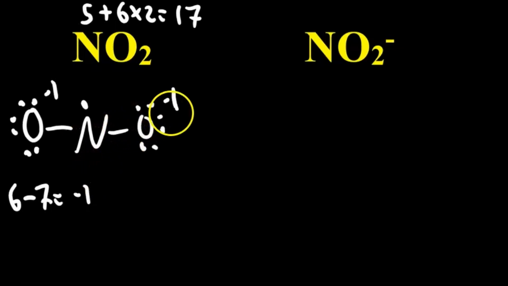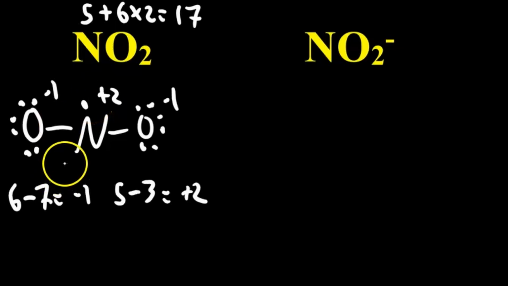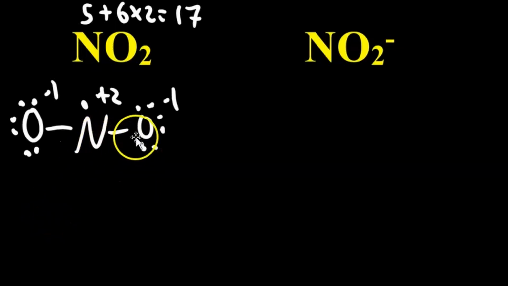Same thing with this oxygen here. This nitrogen charge, we calculate it, we expect there to be 5 based on the periodic table. It owns 1 from each bond, so that's 2 plus this one here, 3. So that's +2. I'm just going to delete this here to clean things up.